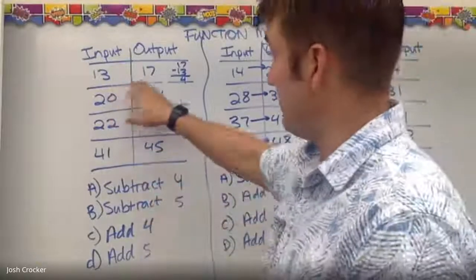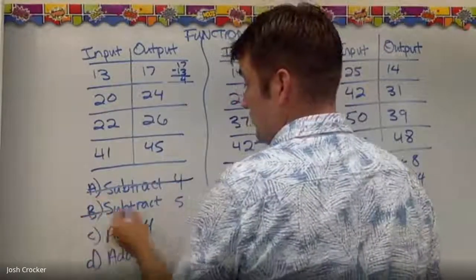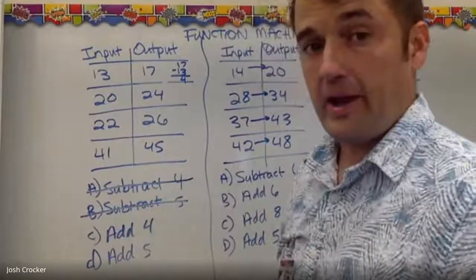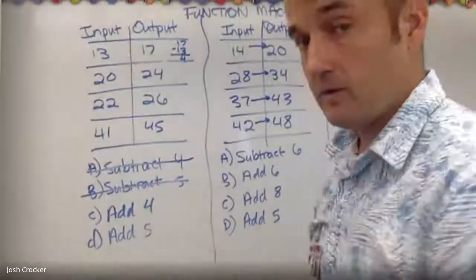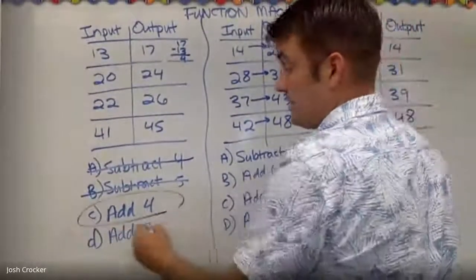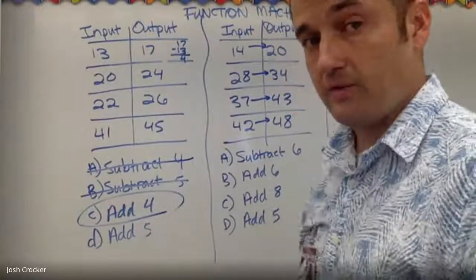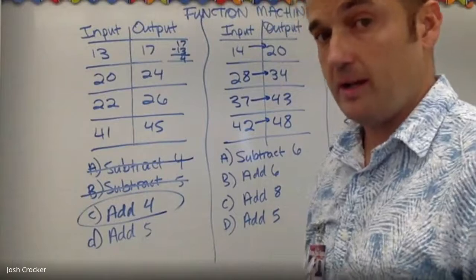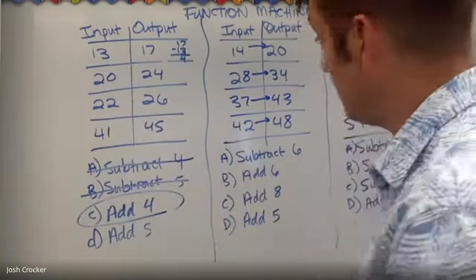So since my numbers are going up, I know the subtraction choices are wrong. And how much are they going up by? Well, these all went up by 4. So I added 4. Okay, that is the rule that the function machine is using to create the output. Okay, let's look at another example.